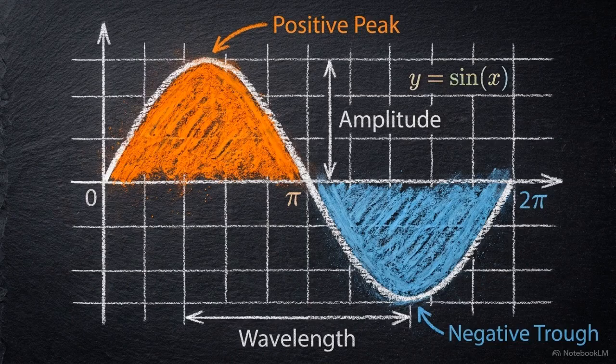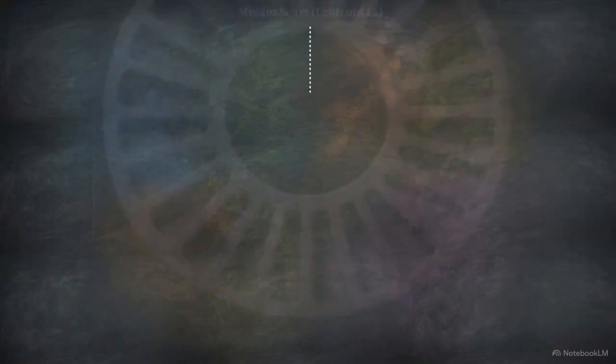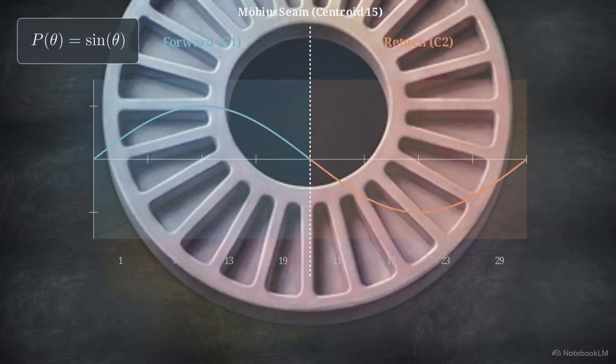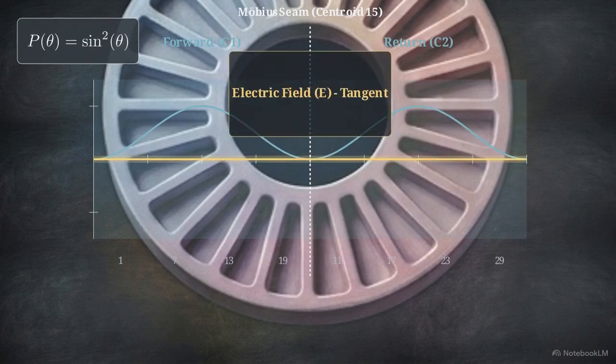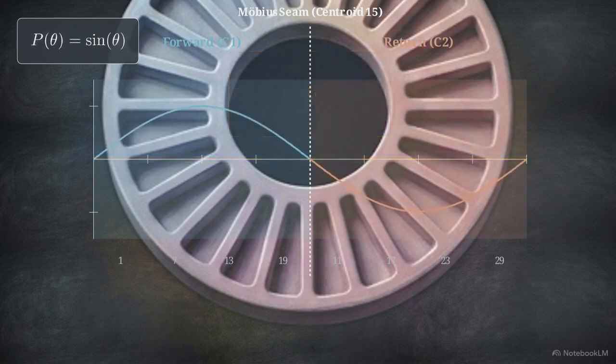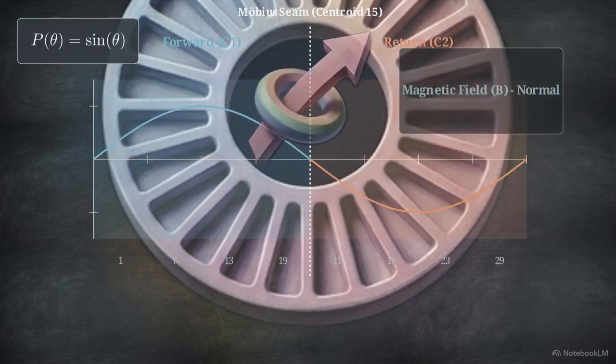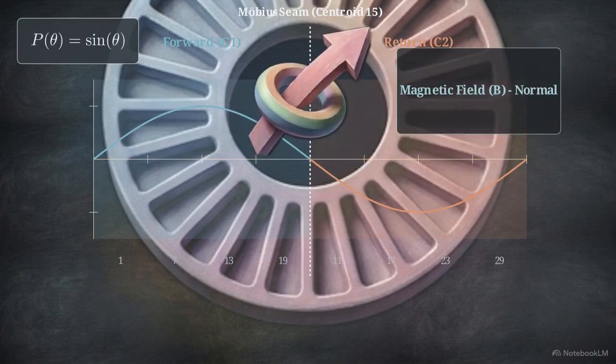The geometric split of the electromagnetic field becomes visible if we examine the winding phase before it is squared, the raw sine amplitude. The Möbius seam divides the lanes into forward C1 and return C2 windings. Squaring the amplitude removes this sign distinction, creating a tangent scalar, the electric field. Leaving it unsquared preserves the antisymmetric split, generating a normal-handed vector, the magnetic field.